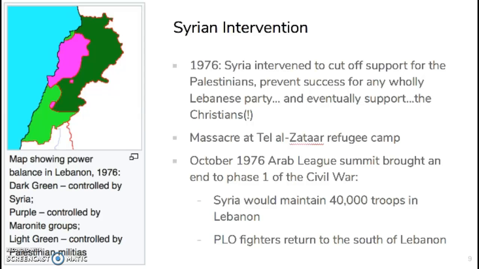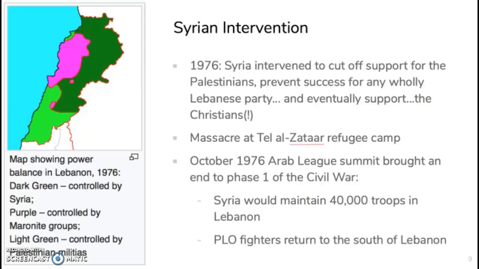In 1976, though, an Arab League summit in Riyadh resolves some of the issues regarding this first phase of the civil war and will bring it to an end. Syria will maintain about 40,000 troops in Lebanon as part of an Arab deterrent force, and the PLO forces are forced to return to the south of Lebanon.